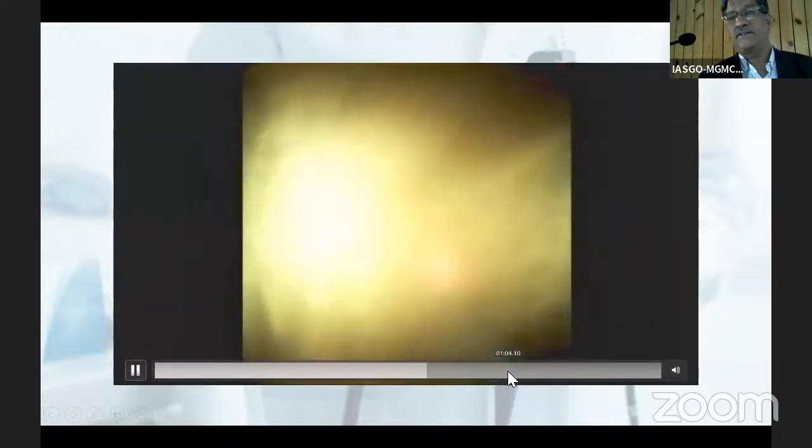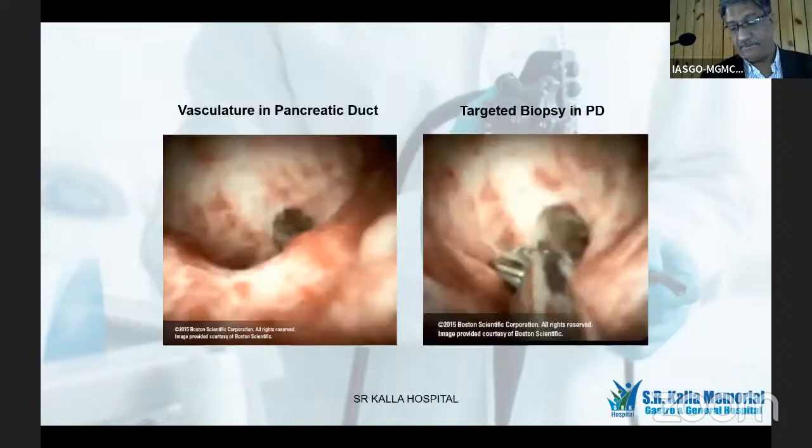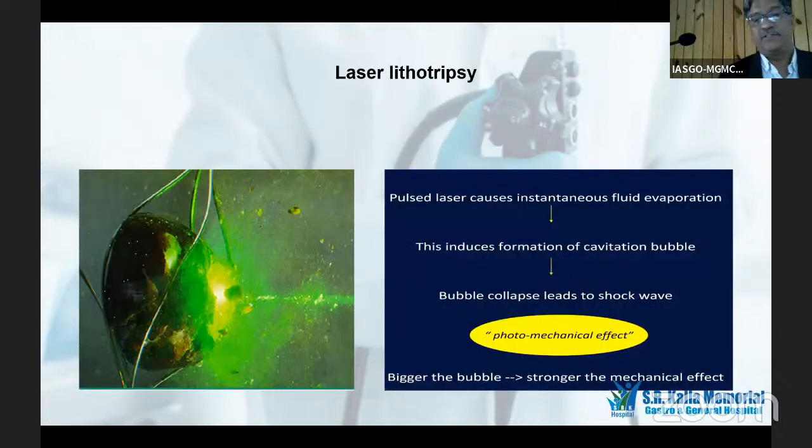The fragments form, creating a nice shock wave. If the probe is on the stone itself, you'll get more of a burn, so the effect will not be achieved whatsoever. Shockwave will not be created. So under ideal situations, the probe should be approximately 2 millimeters from the stone. You set the energy in the form of joules and frequency, and when this doesn't work, we can increase the energy to 12 watts. There are 3 modes: hard stone mode, dusting mode. CBD can be cleared. This is about laser lithotripsy.